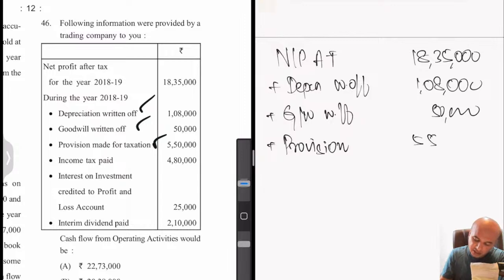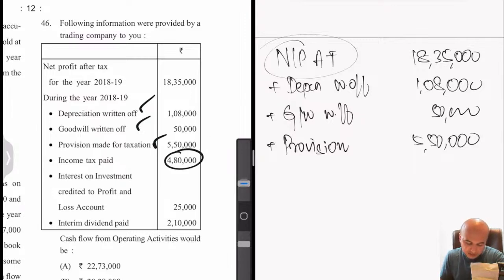5,50,000. Then what else is there? Income tax paid. One thing which you have to remember is income tax paid will be a liability initially. Last year maybe we had provided for taxation, and the provision for taxation would be there, which would be a current liability. Now that we have paid it, that is something which will affect the working capital. We'll come back to that later. For now, let us concentrate on those items which do not affect the working capital and which are already considered in the net profit. Income tax paid we will consider later on.